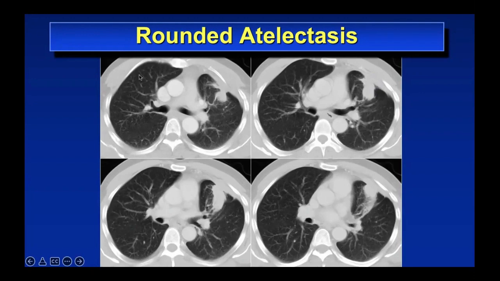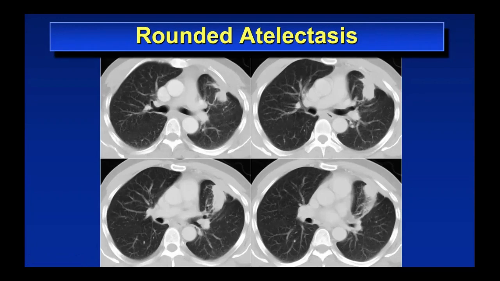And the 4th sign is swirling of vessels, known as the comet tail sign. And we see actually a few areas that look like that. This one, and then here, and then potentially there. So there's definitely at least 1 comet tail sign here. This patient has all 4 features of rounded atelectasis.